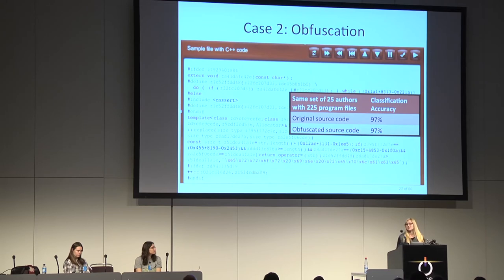As a result, when we tried authorship attribution on obfuscated code versus original code with 25 authors, we got 97% accuracy in both. So our method is impervious to such common off-the-shelf obfuscators. But this is only for this obfuscator, which is not changing structure or functionality.